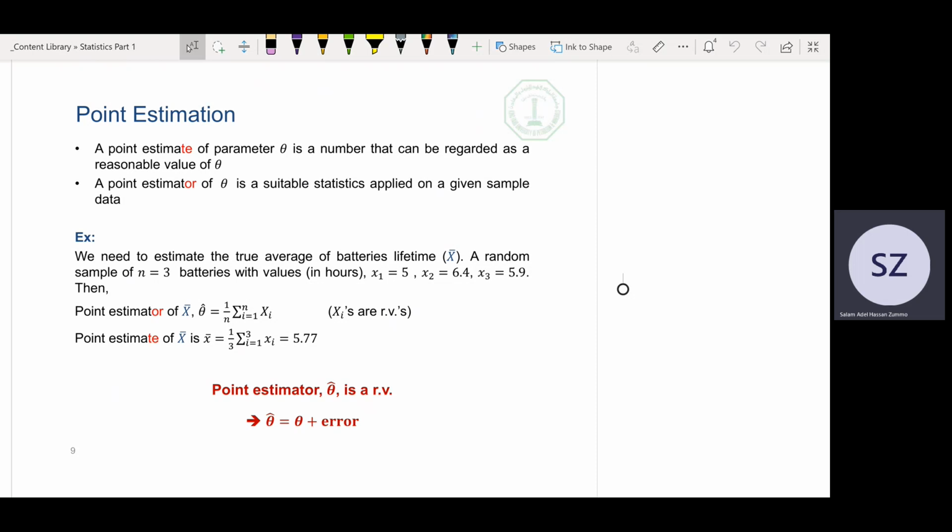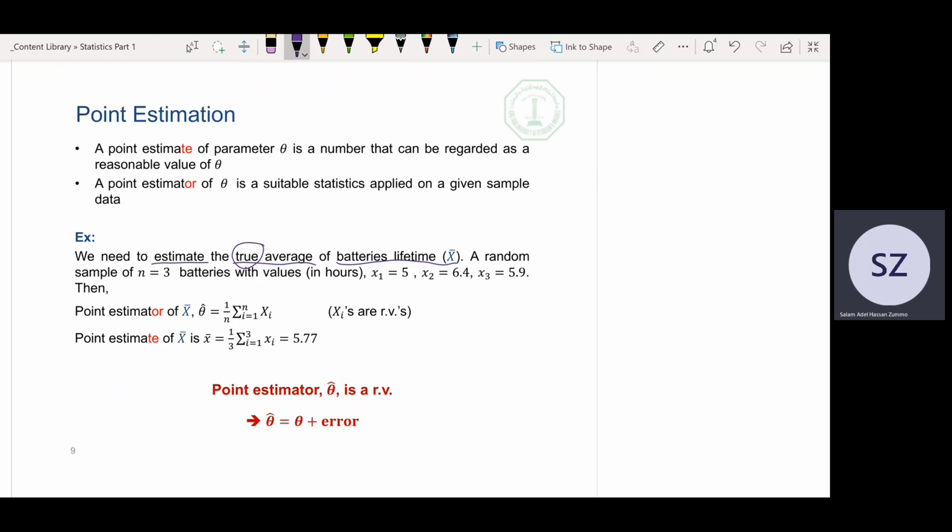Let's say now we need to estimate the true average of batteries' lifetime, which is x bar. We don't have access to all batteries all the time. Factories that manufacture batteries, in order to check the quality of what they manufacture, collect samples. For example, every 100 batteries they take out one battery. And they randomly collect the sample and then they check.